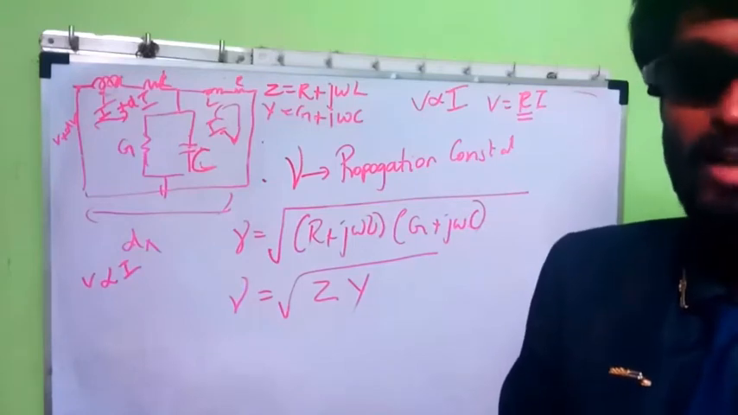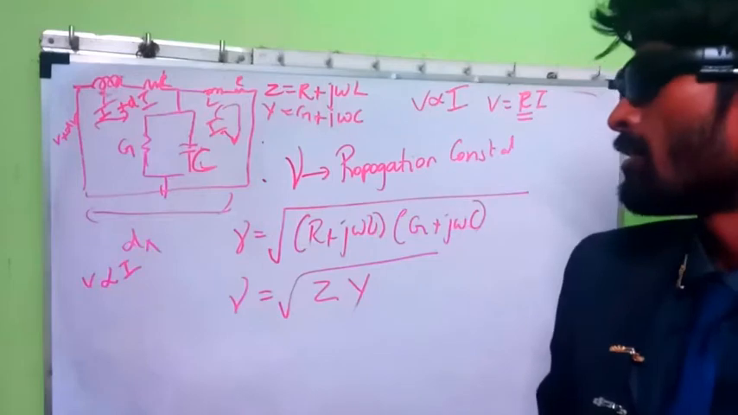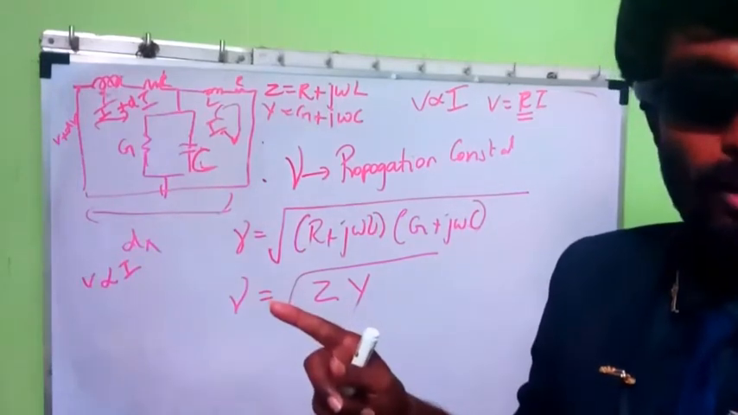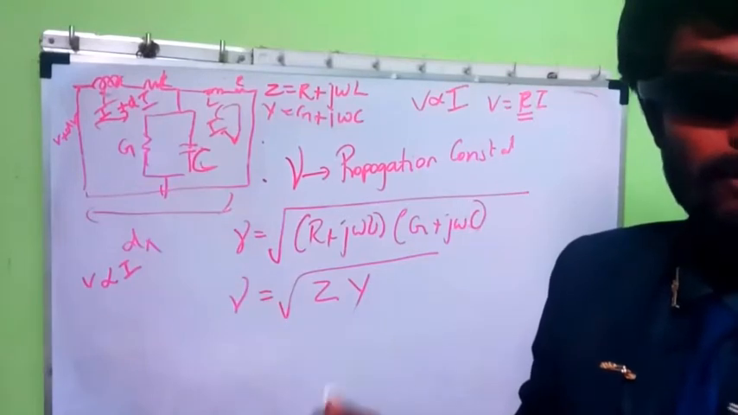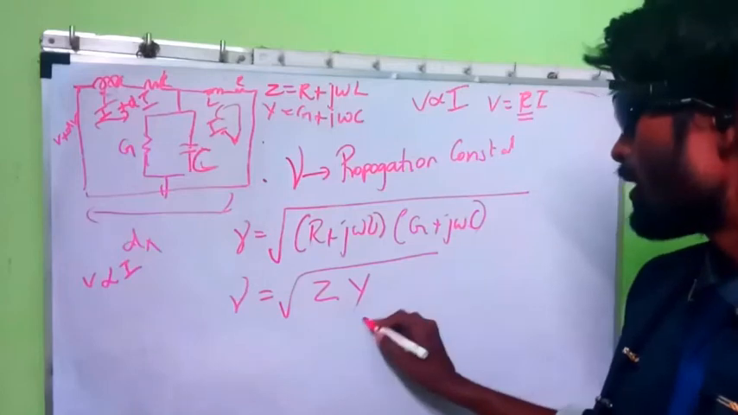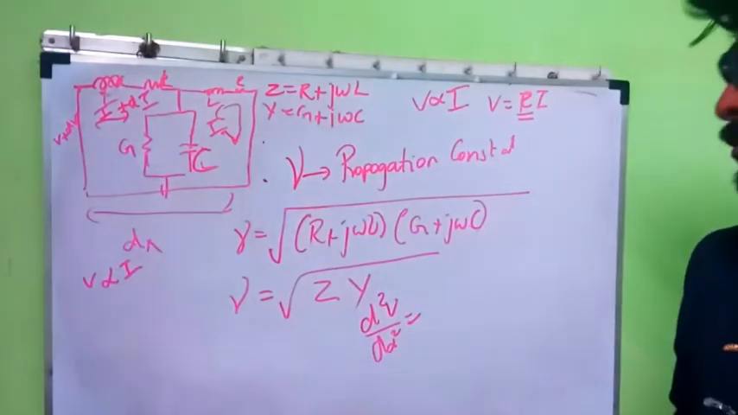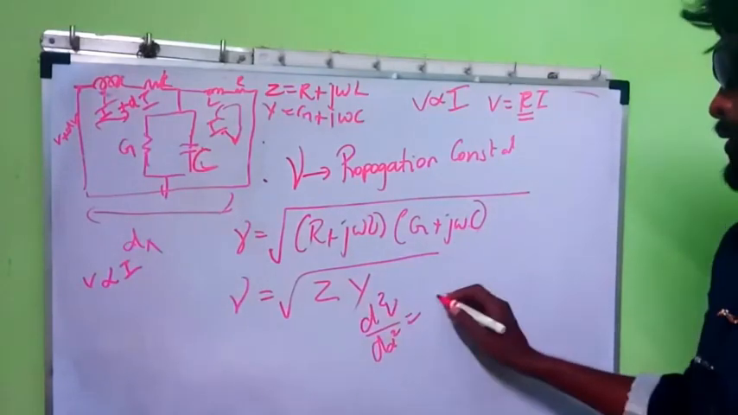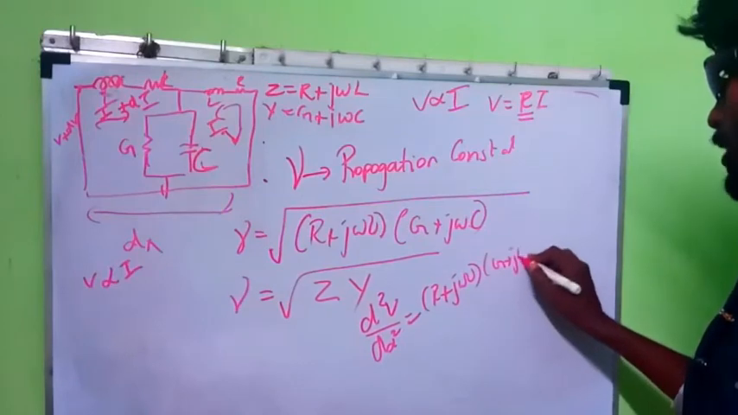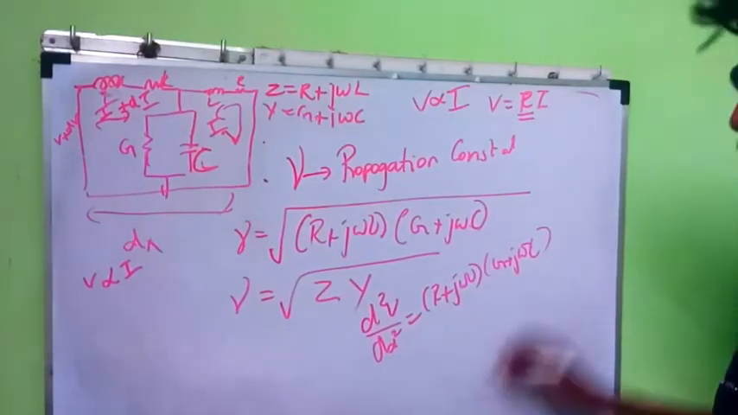Now please note this down. And now I'm going to have some different term. You all know about d square v by dx square, is it right? So please note down that formula. So d square v by dx square is equal to R plus j omega L into G plus j omega C, into V. Is it right?